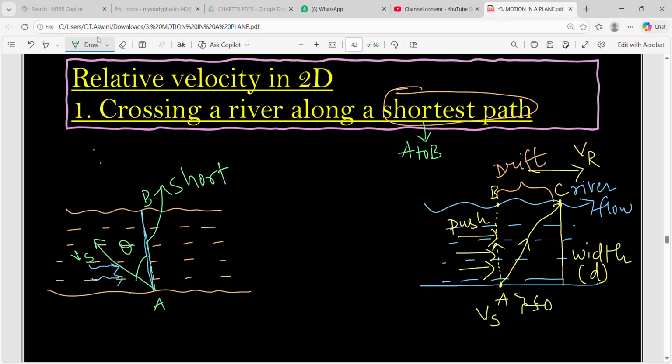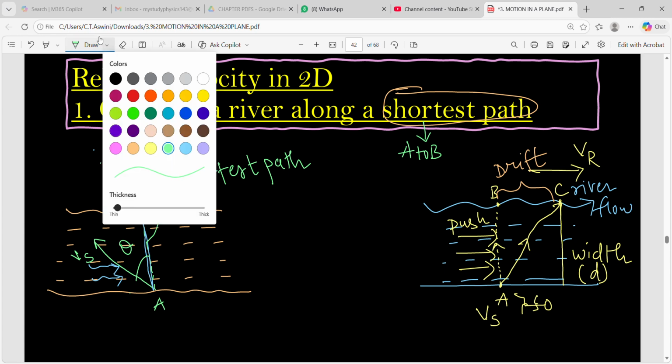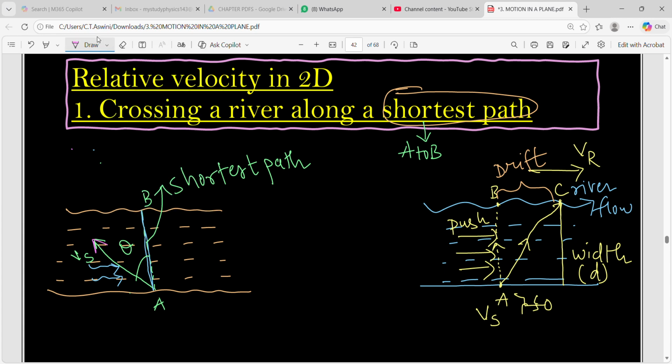So in order to cross a river along a shortest path, the swimmer has to swim at an angle theta backward. Got my point? So we'll simplify this now. You are pretty clear with the direction of the swimmer. This is the direction of the swimmer. And what is the direction of the river? This is the direction of the river.